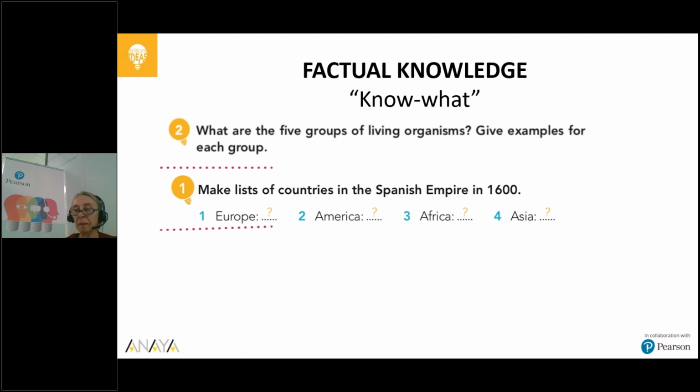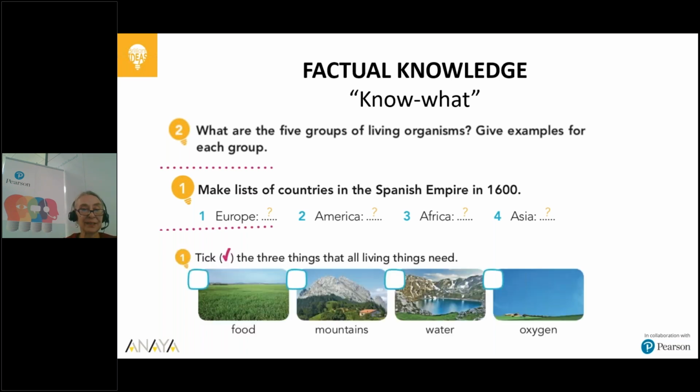Fact base. Here's an easier fact-based activity for the younger children. Tick the 3 things that all living things need: food, mountains, water, oxygen. And this is based on your factual knowledge of life. So this is know what.